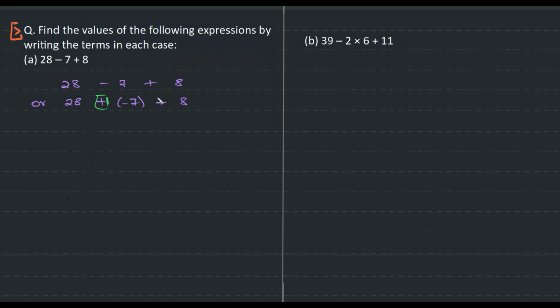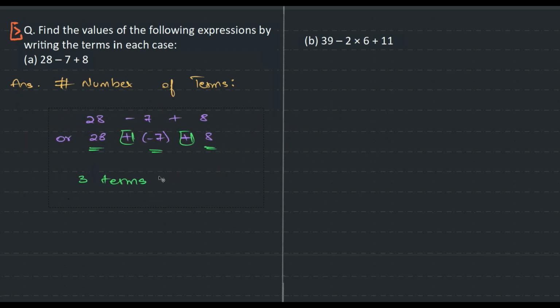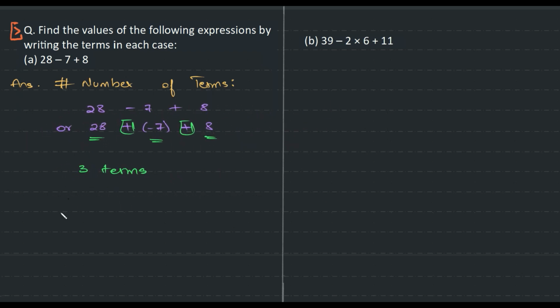So we have two positive signs and we have 28, minus 7 and 8. So basically we have 3 terms, right? So this has to do with the number of terms. Let me actually do that as well. So we have the solution. First thing is the number of terms, and this would be our answer.